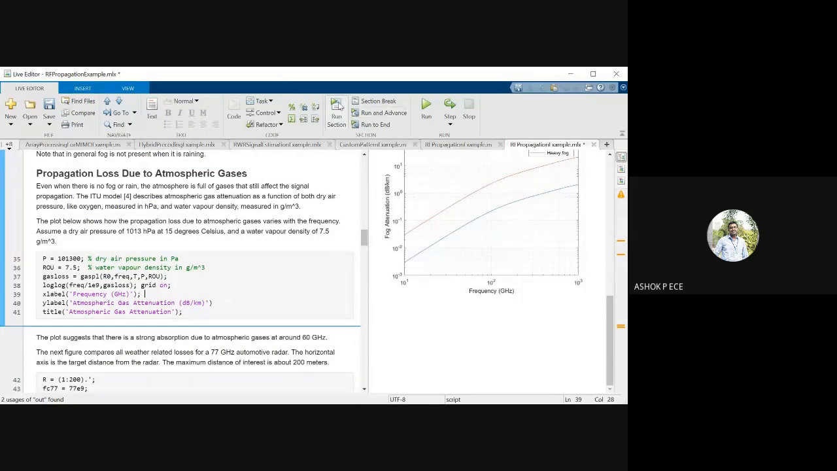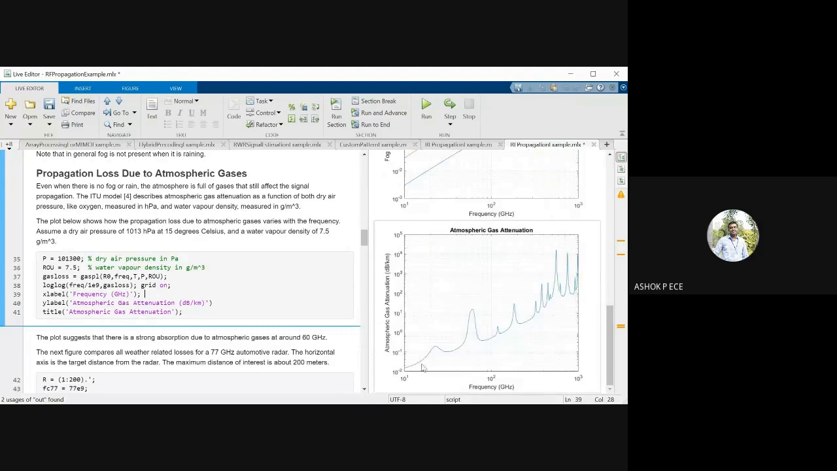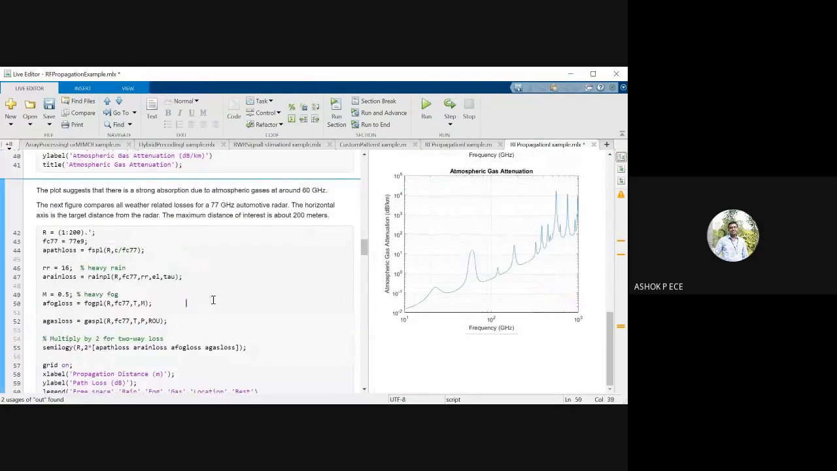Now, atmospheric gases. Because of gases, what is the loss? You can see that atmospheric gas absorption is there. It is frequency dependent. It has a varying structure. And finally, you are going to add everything and say what is the total propagation loss.